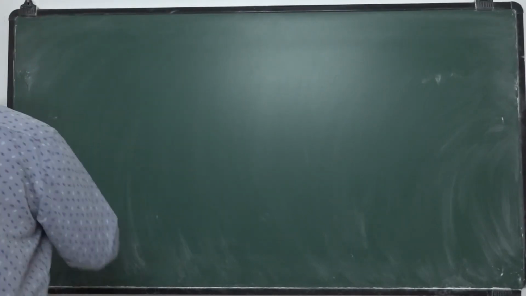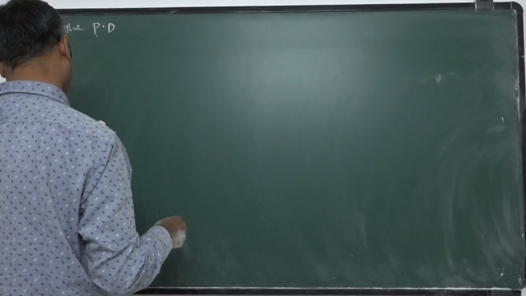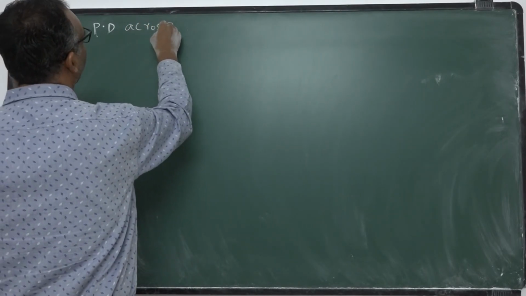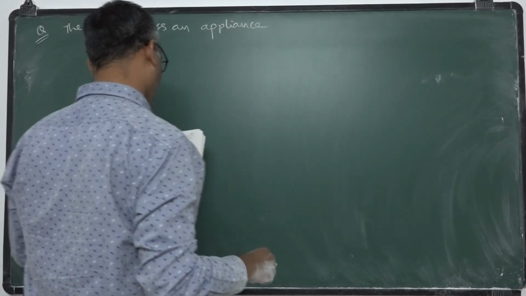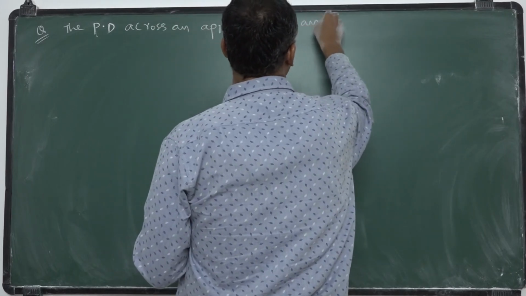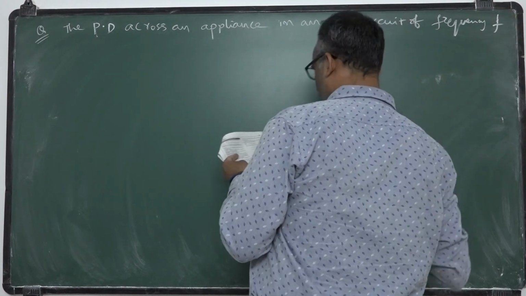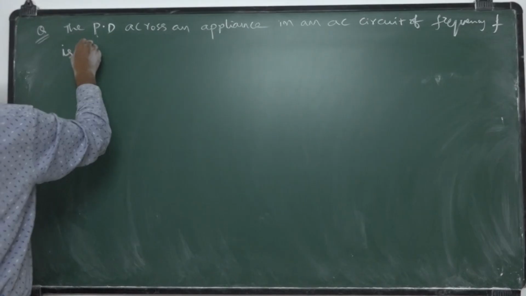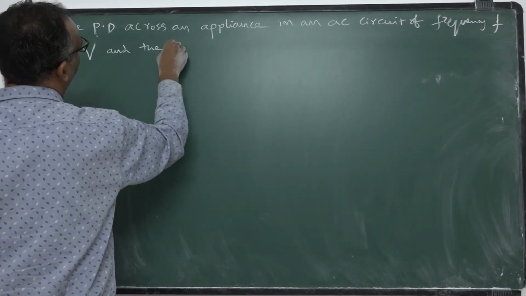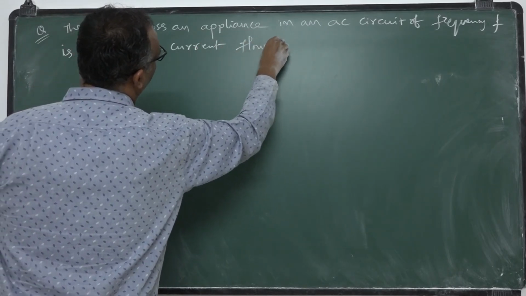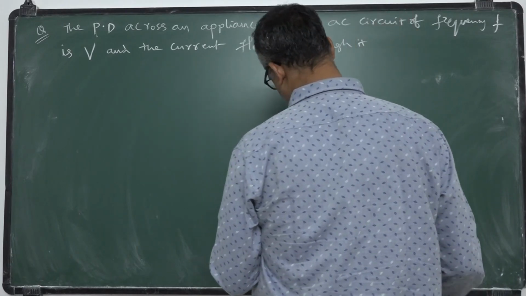One more problem. The potential difference across an appliance in an AC circuit of frequency F is V, and the current flowing through it is I.